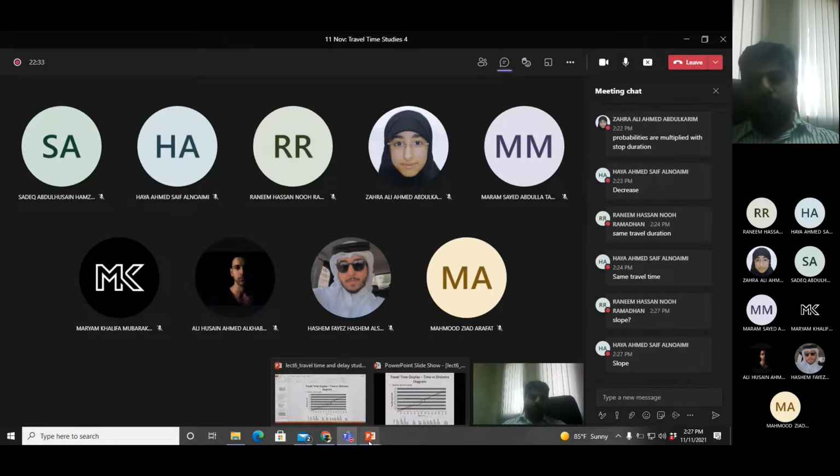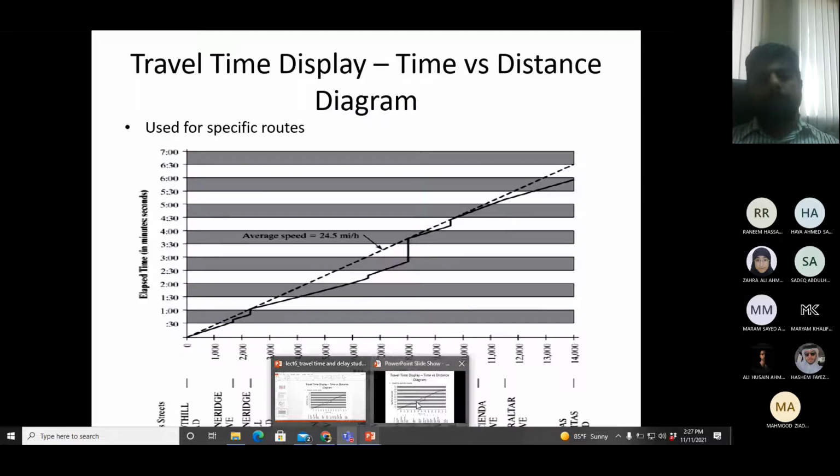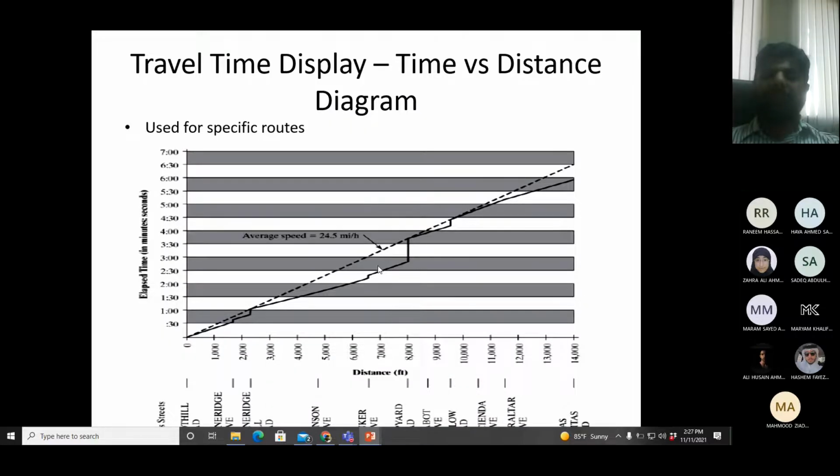Well done. Yeah, slope. Actually, it will be the inverse of slope. Speed will be the inverse of slope because it will be y upon x, and on y I have time. So first of all, find the slope, and then take the inverse. The inverse of speed will give you the slope of a line on this graph, or vice versa. The inverse of slope will give you the speed of the car.